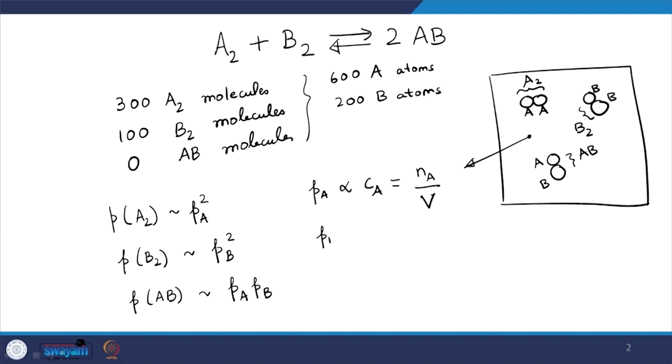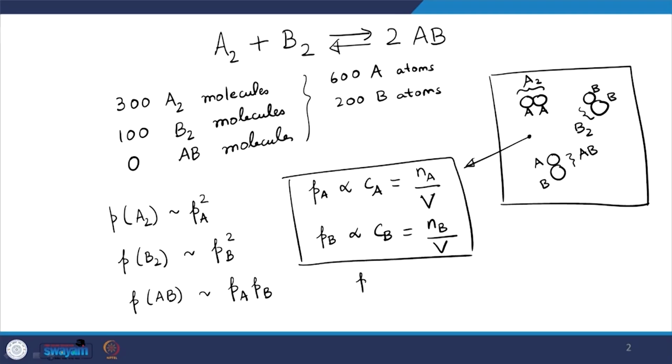Similarly, Pb is proportional to Cb, that is Nb by V, and what this gives me is that my probability of forming A2, that should be proportional to the concentration of A2, should be going like Pa squared, which is proportional to Ca squared.